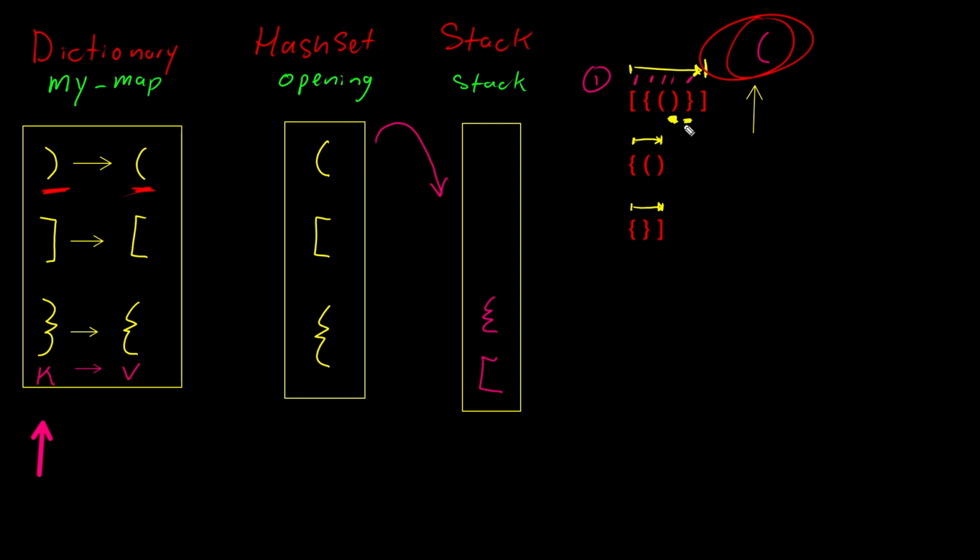And what do we do with closing? Well, we first pop off the stack. So what do we pop off? We pop this one off, and let me get rid of that. Then we look into the dictionary, right? We look into the map.